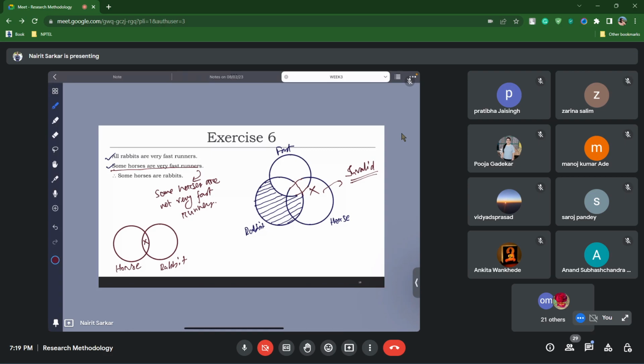Why? So if we draw here, it is coming as invalid. But if the X is here, then it becomes valid. In that case, we can say that according to the syllogism, it is valid, but it should not be from common sense.